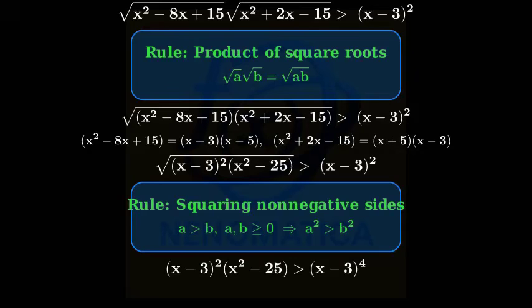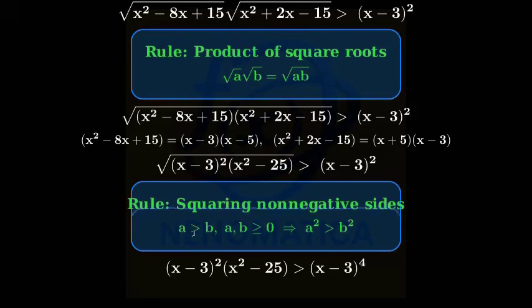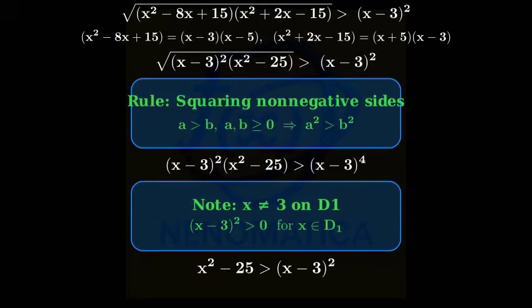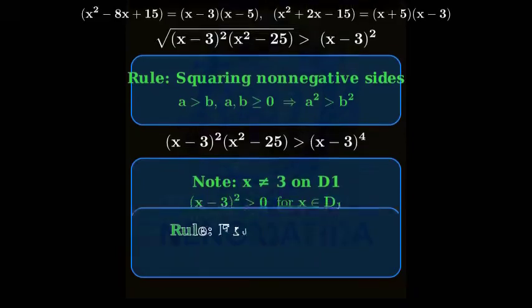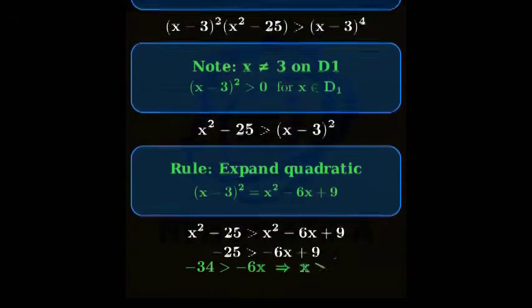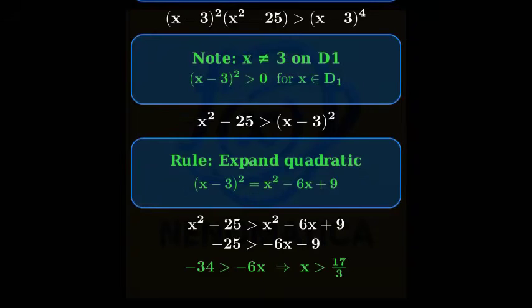Divide both sides by x minus 3 squared. This is safe because on our domain, x equals 3 is excluded, and the square is non-negative, so the inequality direction is preserved. After division, we compare x squared minus 25 with x minus 3 squared. Expand the right side and solve the linear inequality.